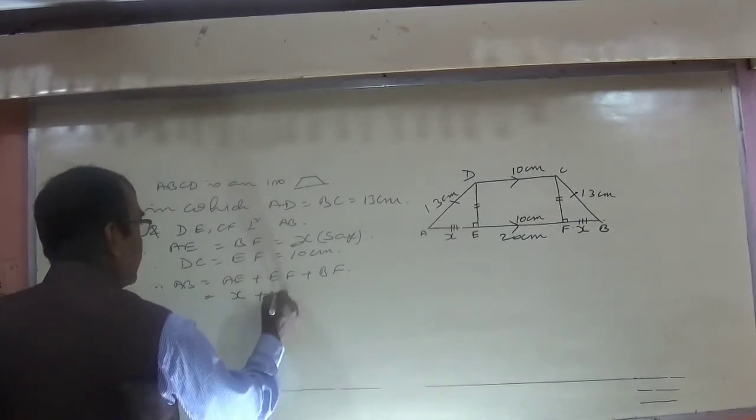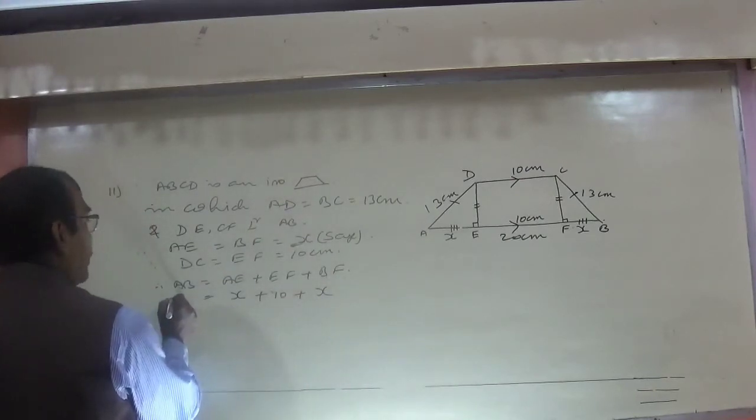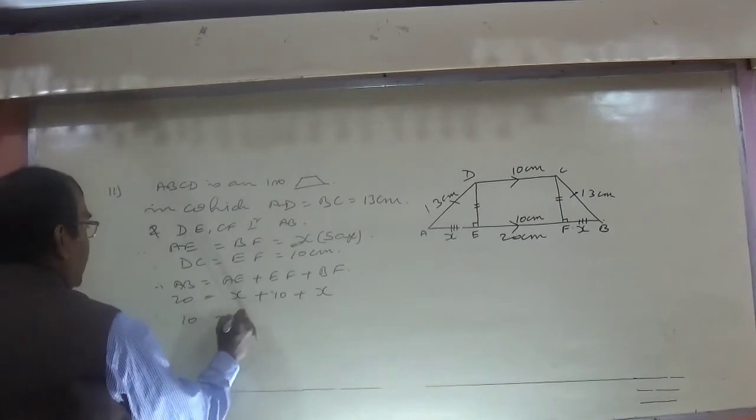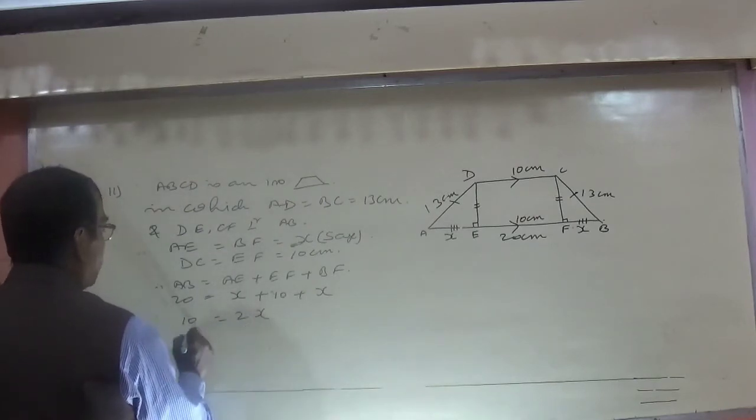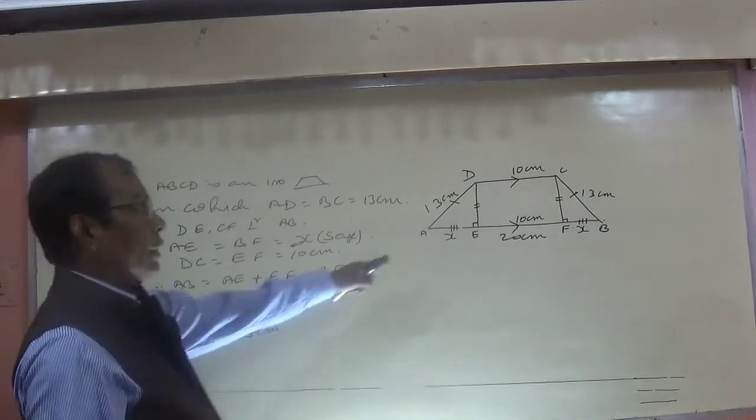And what is BF? X. And AB is 20. So 20 minus 10, 10 is equal to 2x. So how much will be x? X is equal to 5 centimeter. So this is 5 centimeter.